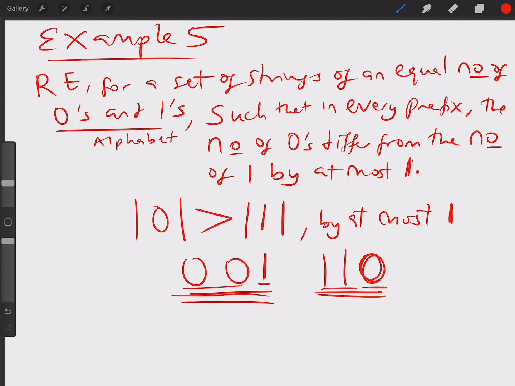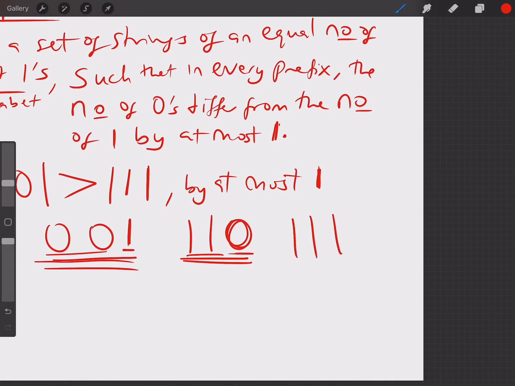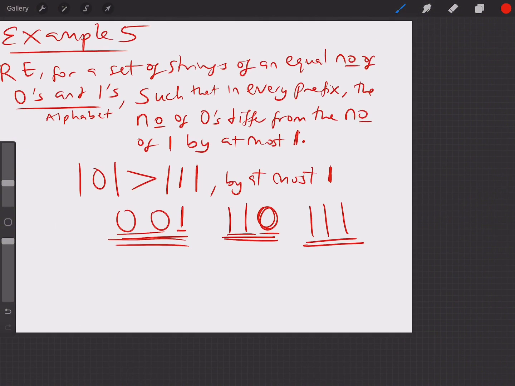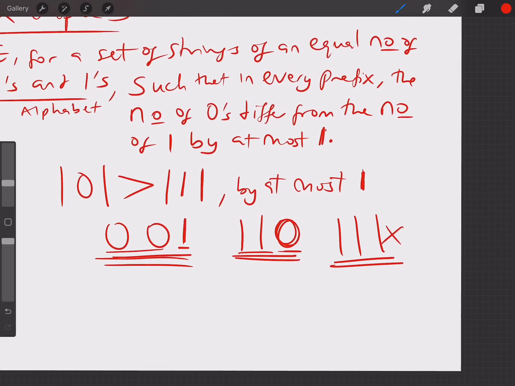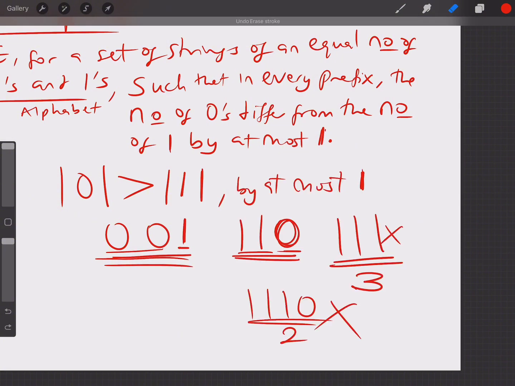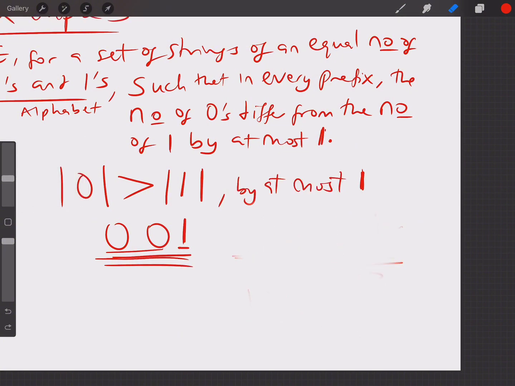But when I have 1 1 1, already this has destroyed the prefix, it is already wrong. Why? Because there is no 0, so the difference between 0 and 1 is 3. And if I have 1 1 1, then 0, the difference between 0 and 1 is 2, which is greater than 1. So we can't work with this. So at most, we can only have a situation where we are having 0 0 1 or 1 1 0.